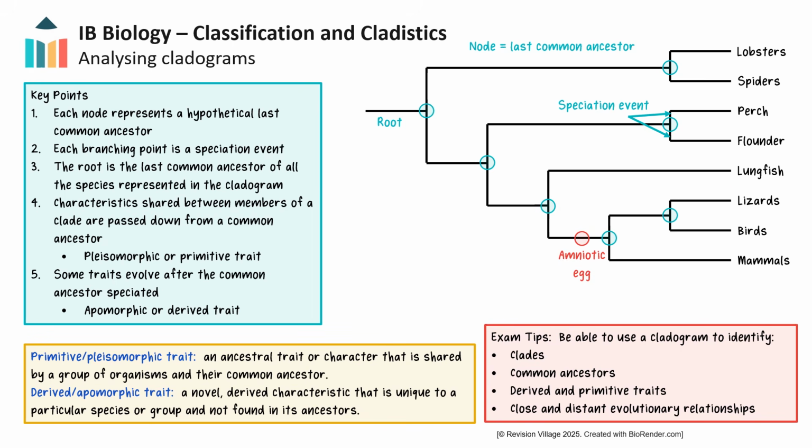Lizards and birds can see UV light, whereas mammals cannot. Based on this distribution, where should the ability to see UV light be placed in the cladogram? If you placed it here, before the common ancestor of lizards and birds, but not after the common ancestor of lizards, birds, and mammals, you're correct. In this clade, the ability to see UV light is a derived or apomorphic trait because it evolved after the last common ancestor speciated. As a result, only some members of the clade possess this characteristic.